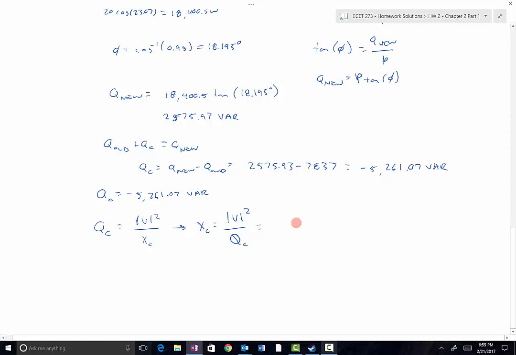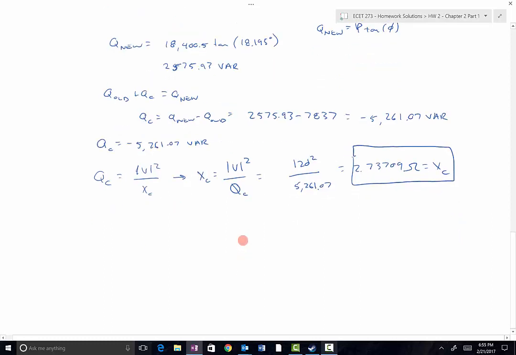And so that is 120 squared divided by this value, 5,261.07. And that gives me 2.73709 ohms is equal to the amount of capacitive reactance that I need to achieve that power factor correction.